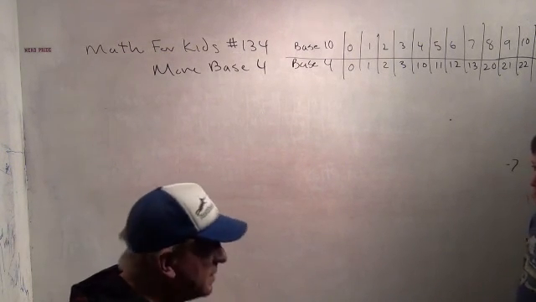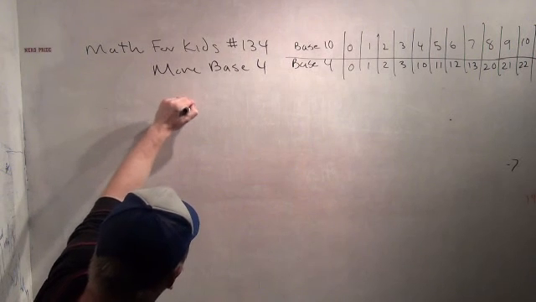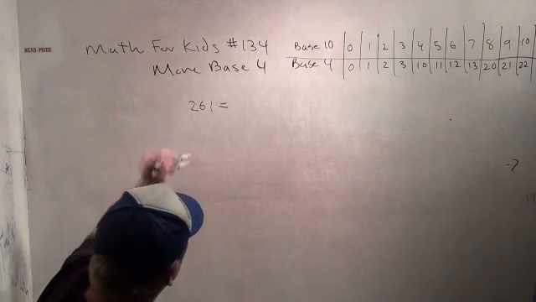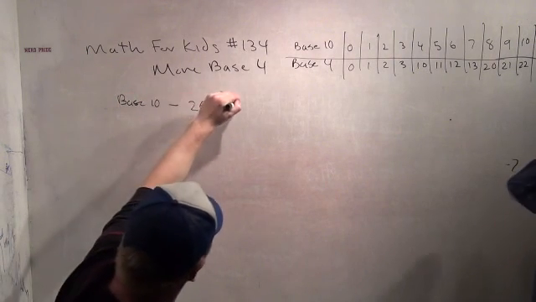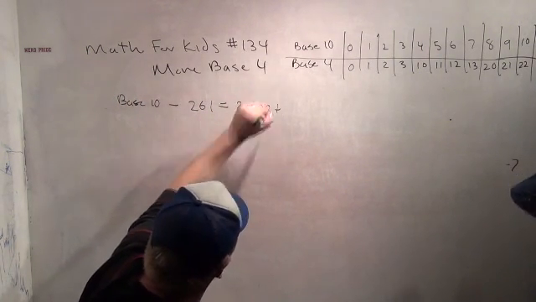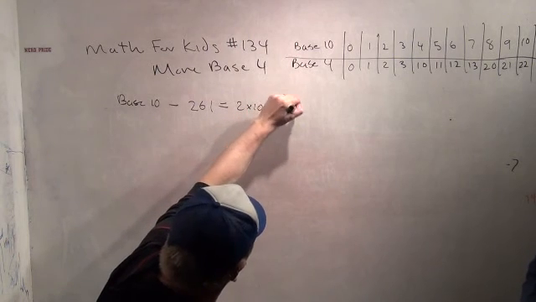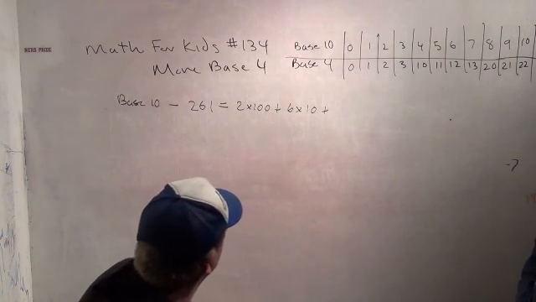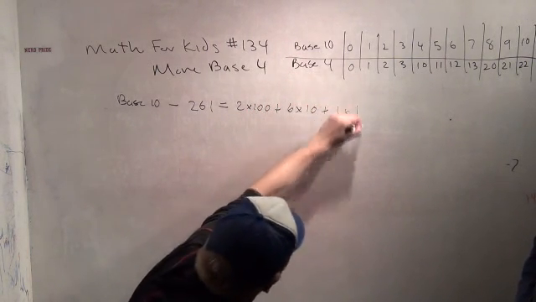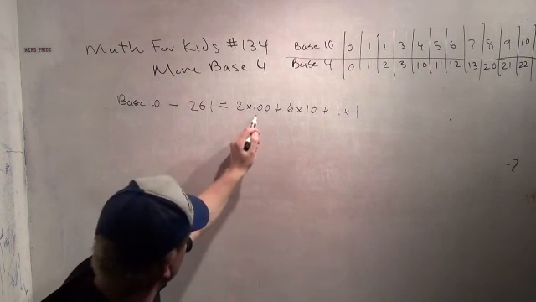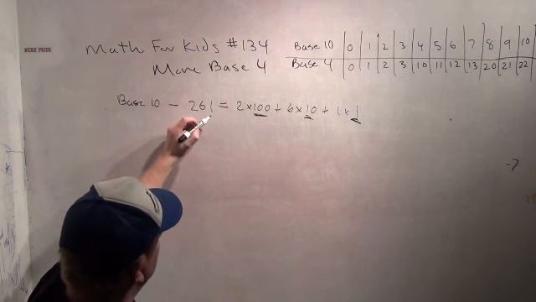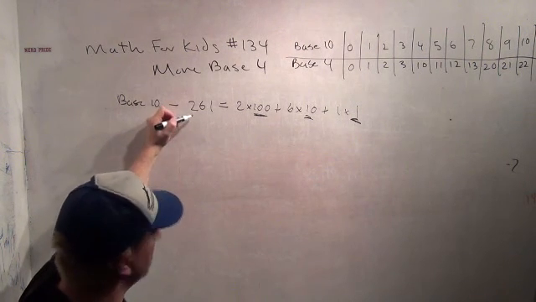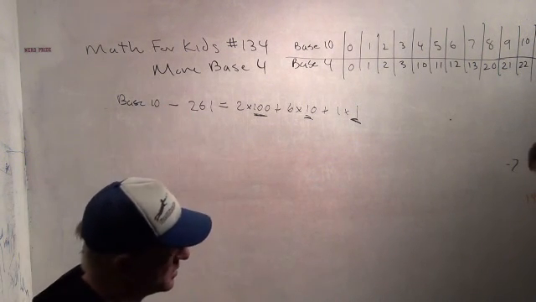So in base 10, when you write a number like 261, what does that mean? It means 2 times 100 plus 6 times 10 plus 1 times 1. Okay, so we use powers of 10 for the digits. So this is the hundreds digit, the tens digit, and the ones digit.